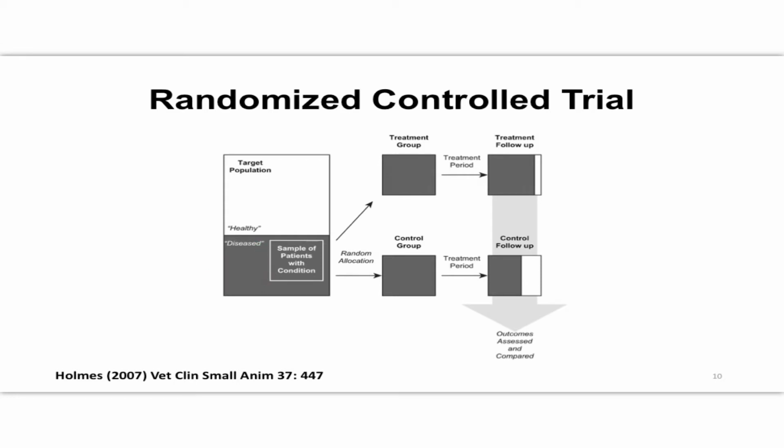And then you say, I'm going to randomly allocate. This is all done ahead of time by some procedure, usually by a computer, that randomly allocates them to a control group or to a treatment group. And then both of these groups, totally separate, are hopefully with similar characteristics from the standpoint of age, breed, sex, etc. They're treated, and then there's a follow-up period, and then statistically the outcomes are compared. So that's a randomized controlled trial.